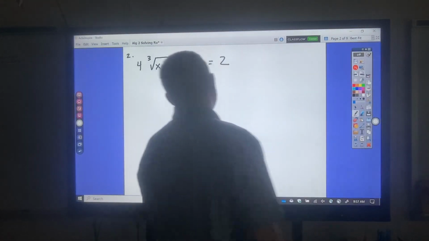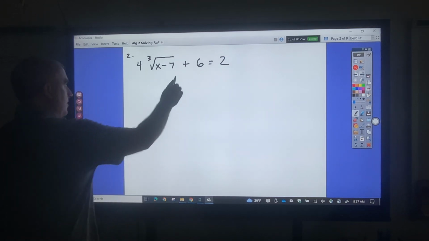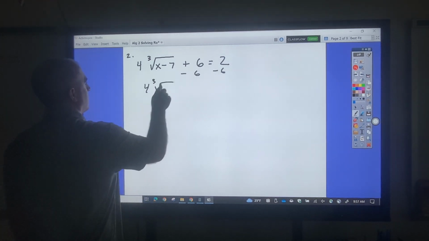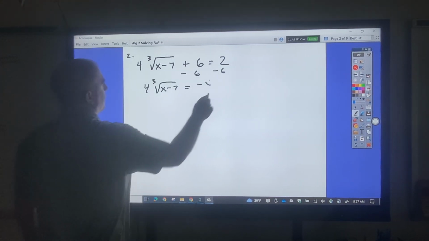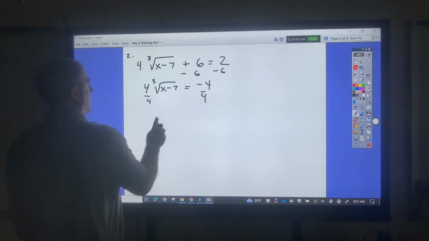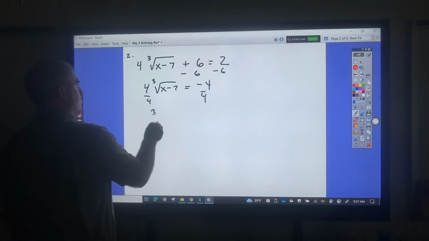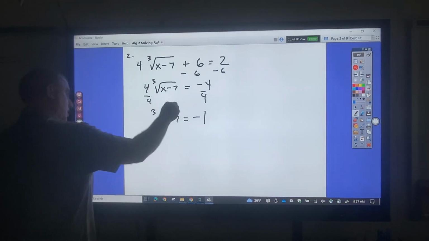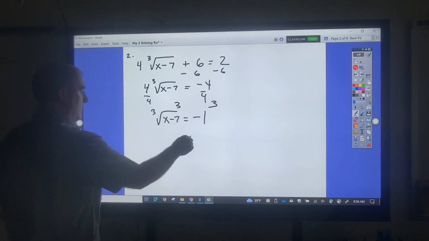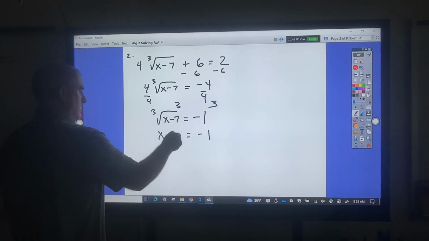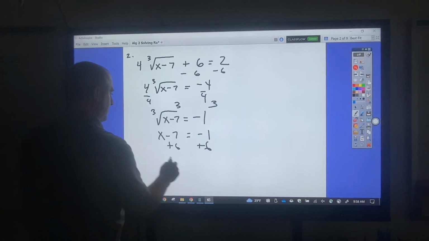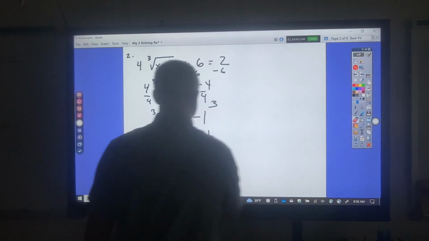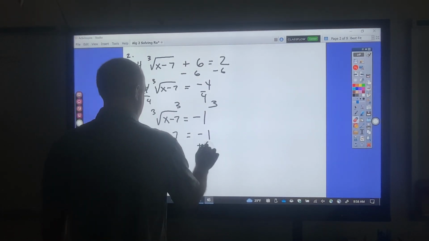Now, on this one, I want to subtract 6. It's negative 4 divided by 4. That's going to be the cube root of x minus 7, that's negative 1. I want to cube that. Negative 1 cubed is negative 1. Add 6. I get x equals, I'm sorry, add 7. Getting ahead of myself, sorry. Add 7.